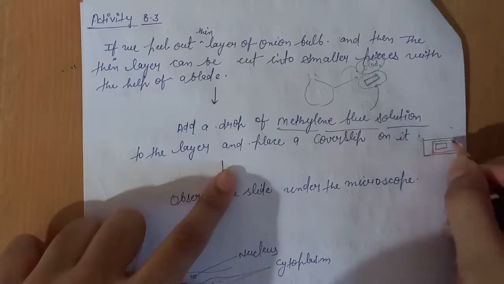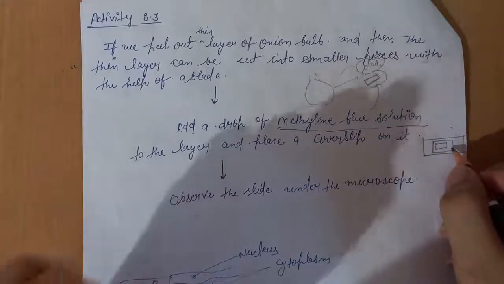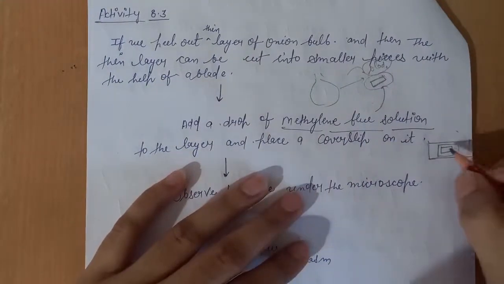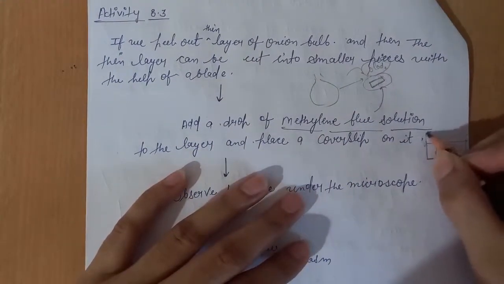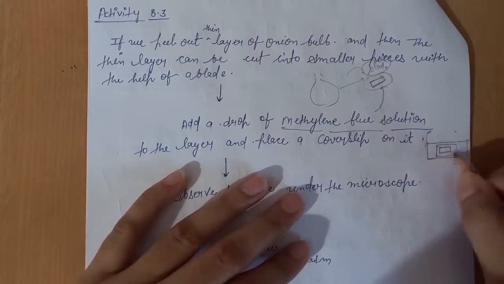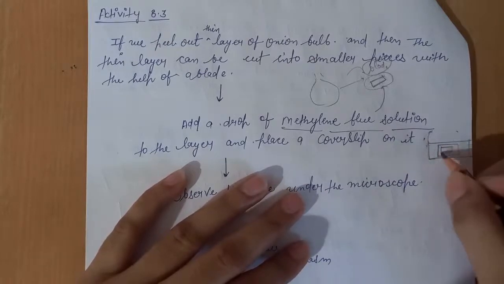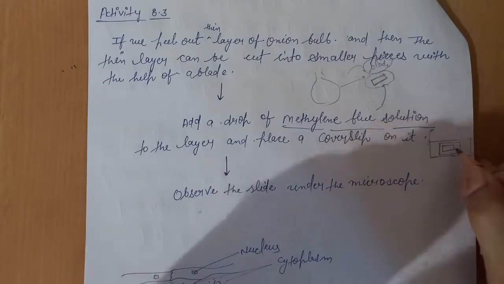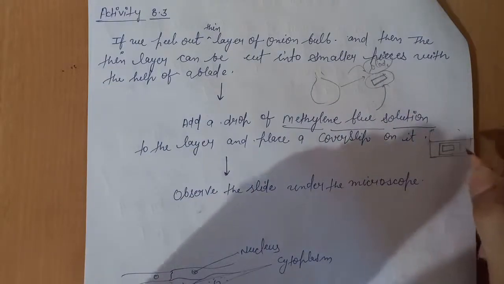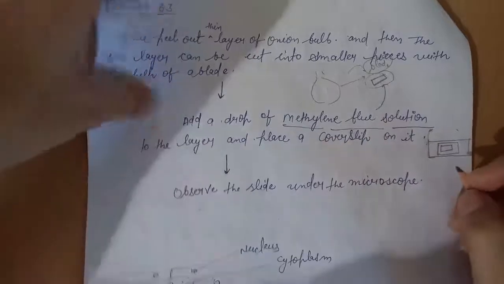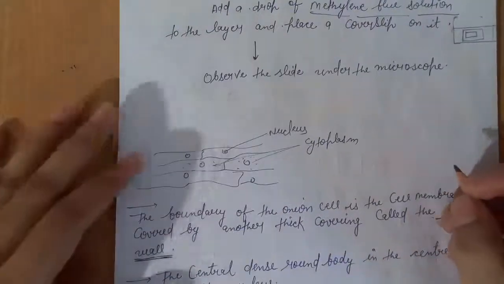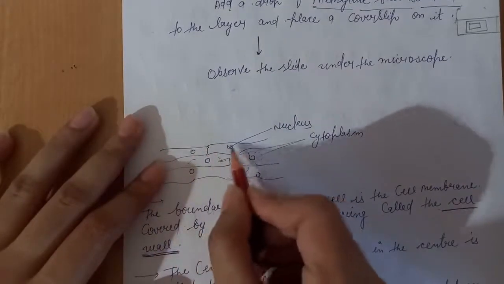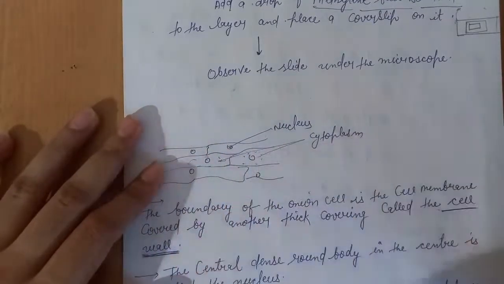A cover slip is also made of very thin glass, while the slide is made of very thick glass; comparatively, the cover slip is very thin. After that we observe this under a microscope. What will we observe? We observe that the onion is made up of smaller cells, in which nucleus and cytoplasm are present.